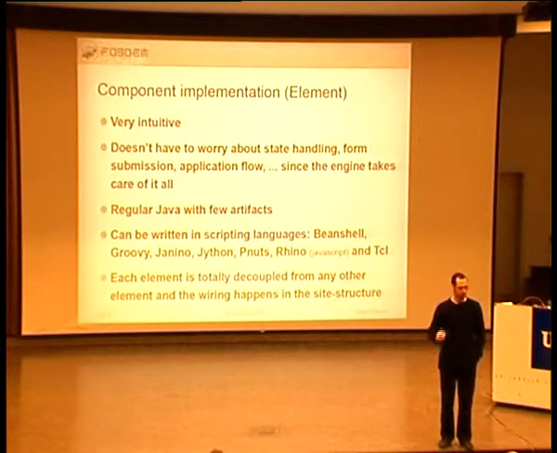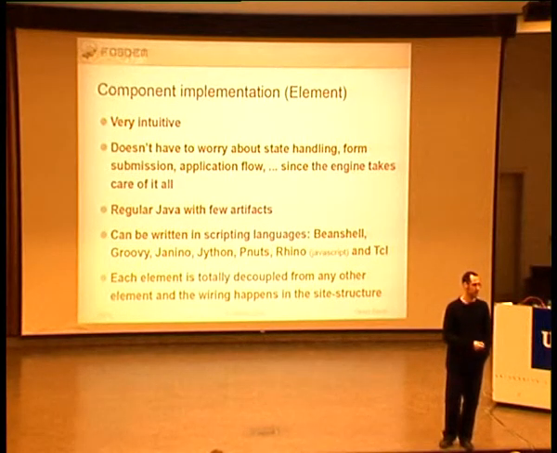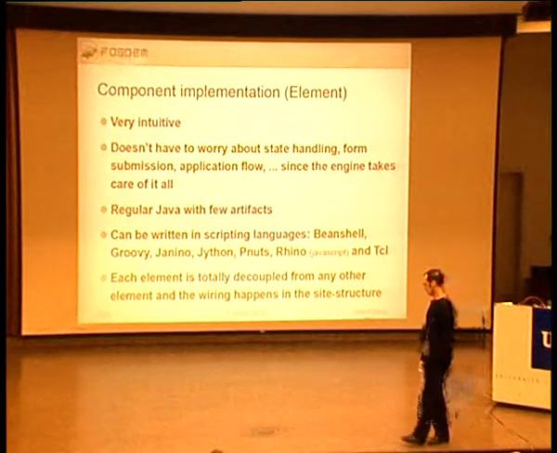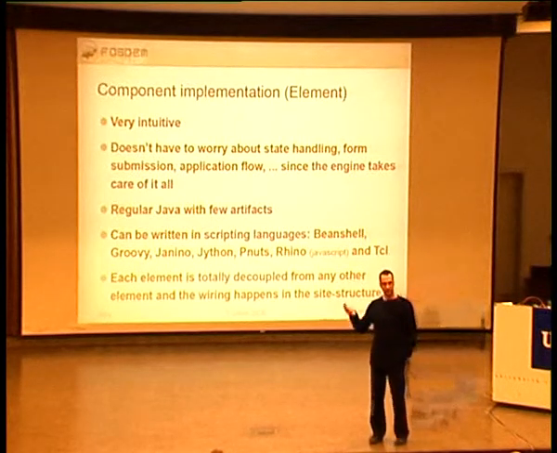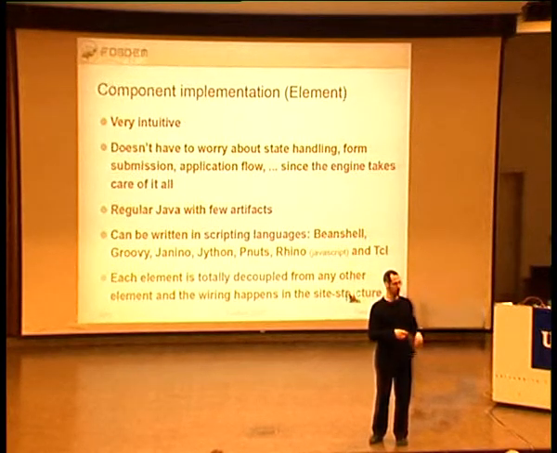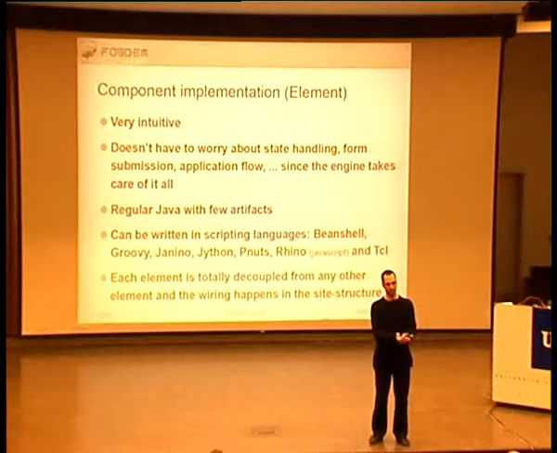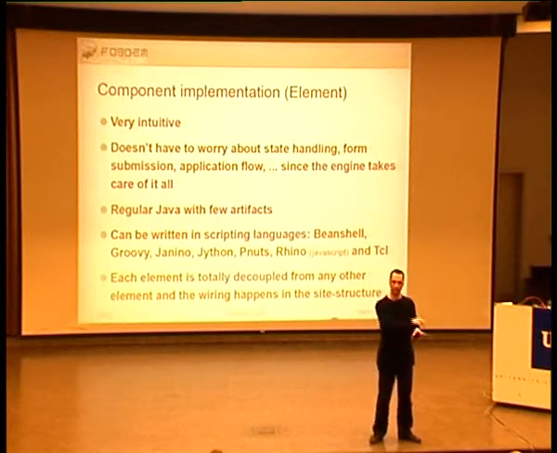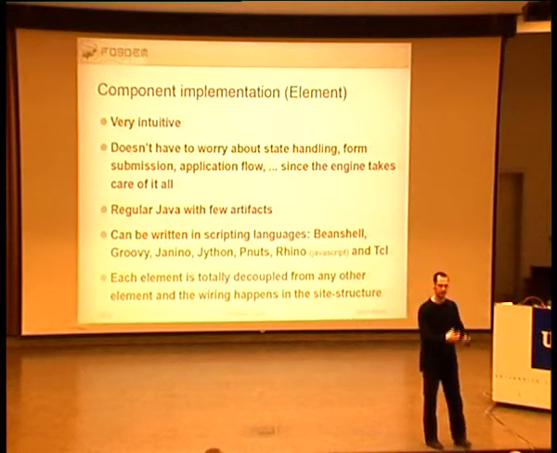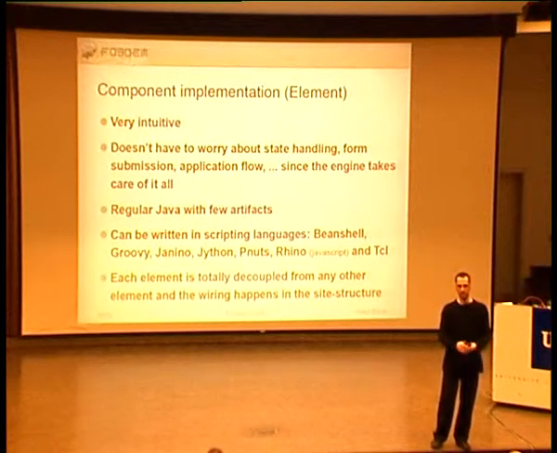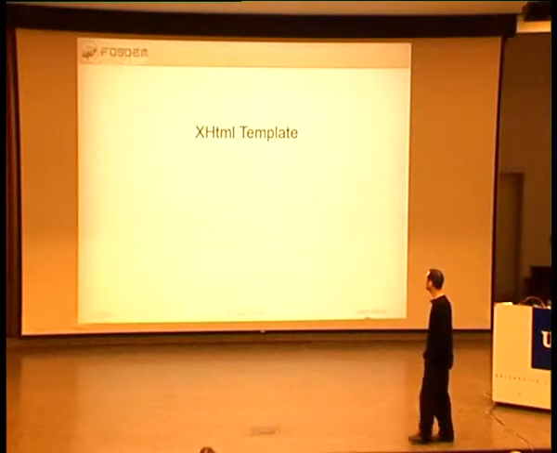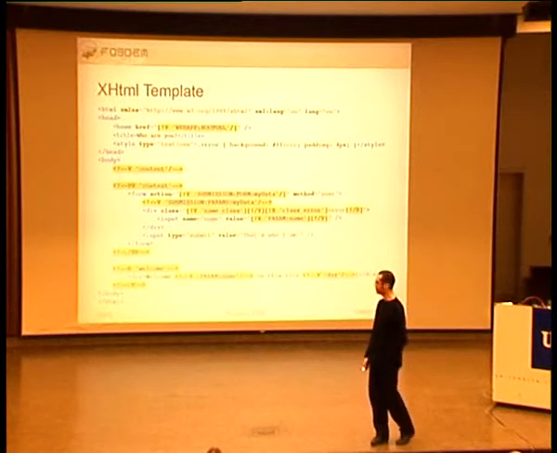Also, people don't necessarily want to write this in Java. People that quickly want to have something running could do this in any of the JVM scripting languages. You could do this in Groovy, in Janino, even in JavaScript or Tcl. And as you noticed, there has been no relation at all to the outside world from within the element. It's totally decoupled. I can reuse it anywhere. You can put it elsewhere, in another site structure, with another ID, with another URL, and tie it to something else. And this is a template.